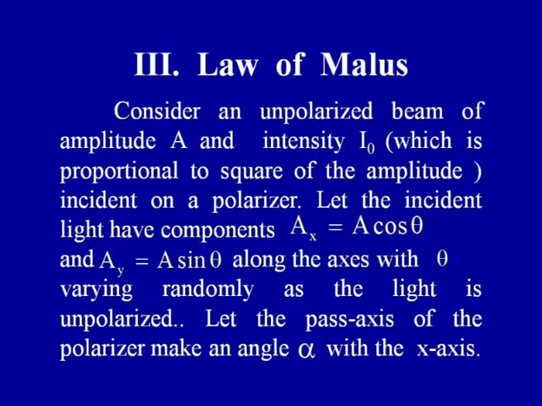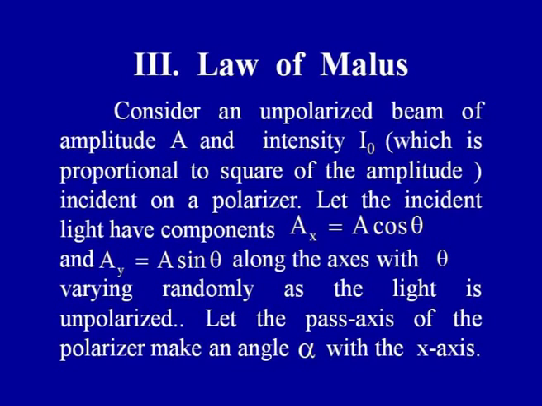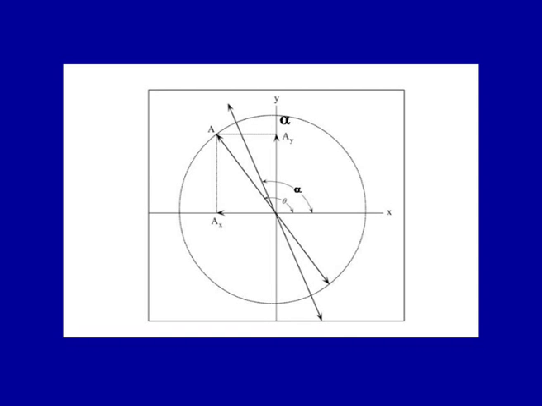Law of Malus. Consider an unpolarized beam of amplitude A and intensity I naught, which is proportional to the square of the amplitude, as we know, incident on a polarizer. Let the incident light have components Ax equal to A cos theta and Ay equal to A sin theta along the axis, with theta varying randomly as the light is unpolarized. Let the path axis of the polarizer make an angle alpha with the x axis.